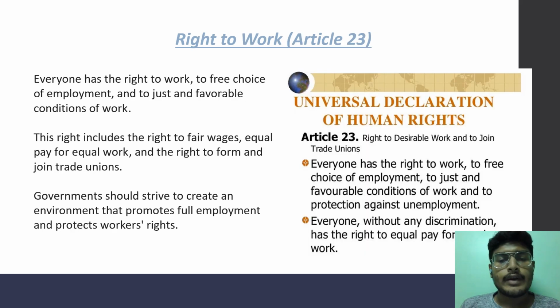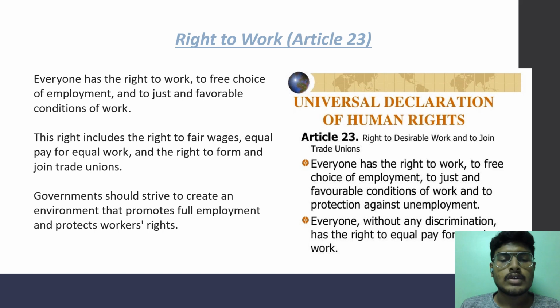Next is Right to Work, Article 23. Universal Declaration of Human Rights, Article 23. Right to desirable work and to join trade unions. Everyone has the right to work, to free choice of employment, to just and favorable conditions of work, and to protection against unemployment. Everyone, without any discrimination, has the right to equal pay for his work.